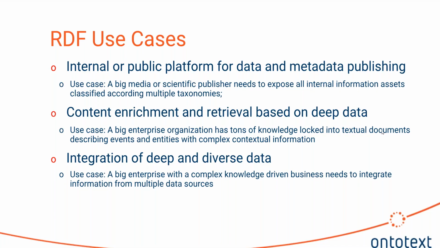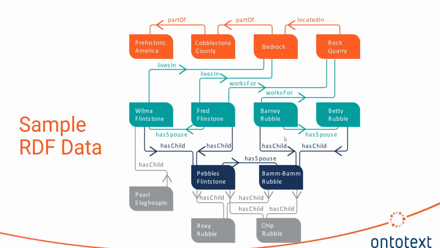Now we're going to look at some RDF schema and talk about how it is structured. Here we have a graph. You can see various squares. Those will be our nodes, and those squares are connected by arrows. Those will be our edges. Let's look at something in the middle. Fred Flintstone works for the rock query. Here, Fred Flintstone will be our subject. Works for is our predicate, and rock query is our object.